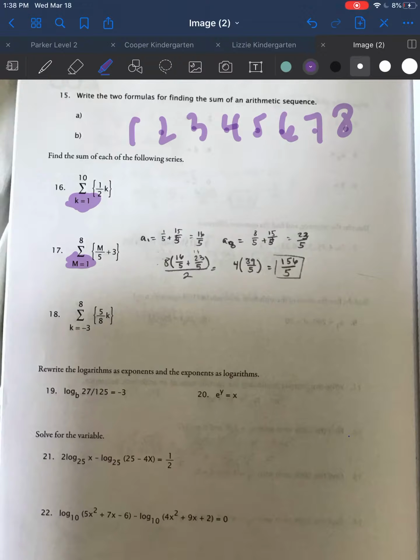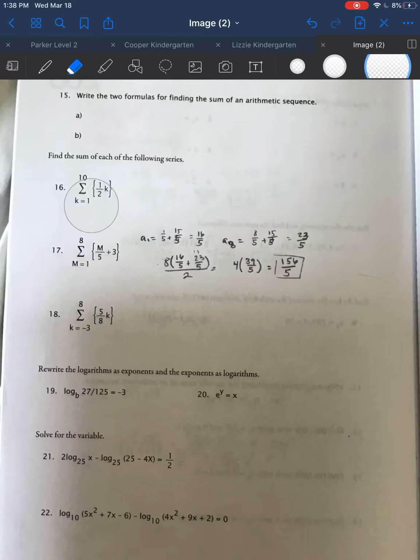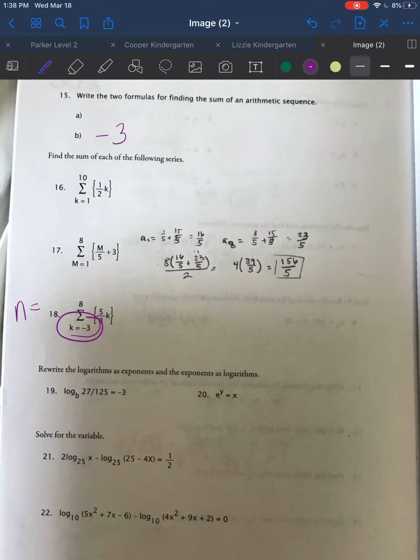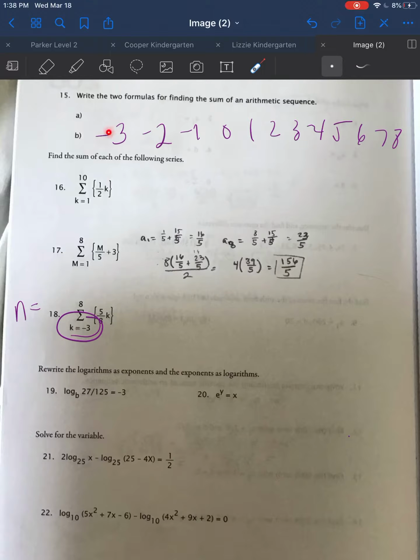The difference that comes in on some of these is that your k value, or your starting value, is not 1. If you look down here at this one, k starts at -3 and we go to 8. So when we're computing our value for n, there's more than 8 terms. We're not just going to use that n value at the top. We have to pay attention to how many terms are built in. So we start at -3, then -2, -1, 0, 1, 2, 3, 4, 5, 6, 7, 8. This ends up being 12 terms.